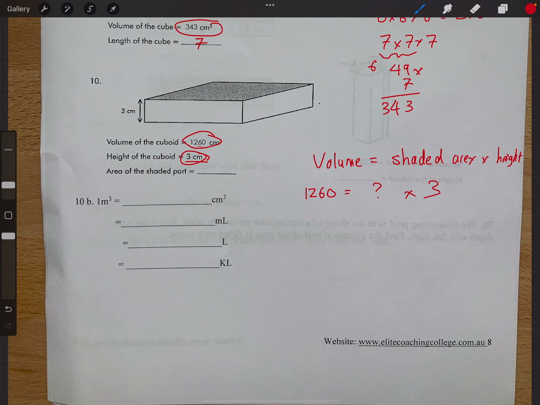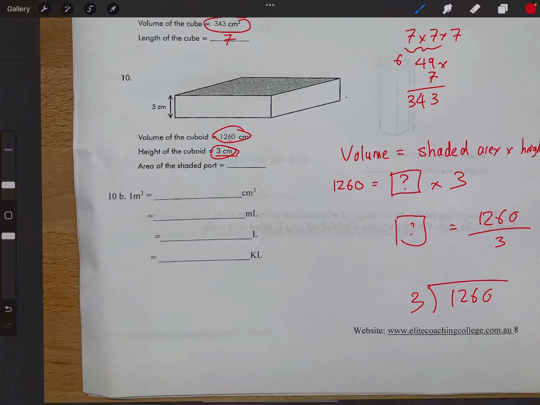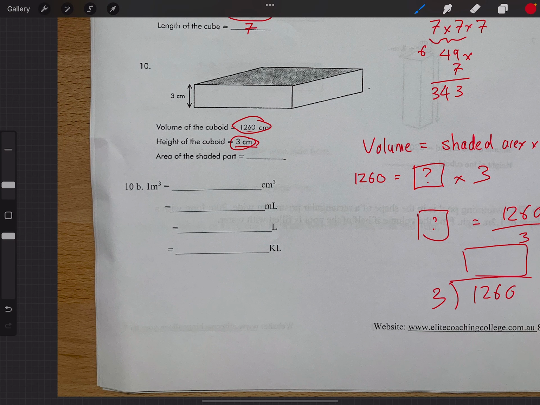So 3 times something is equal to 1260. To find that something, we do a bit of division. That will be 1260 divided by 3. So you do long division like this and work it out. Whatever answer you get here will be your answer for the shaded area. Now this is the area, so whatever unit you get, it will be in centimeters squared.